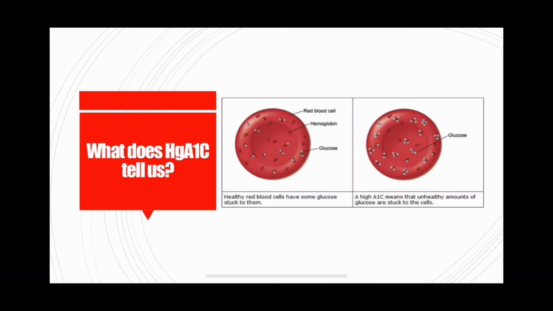Hemoglobin transports oxygen. Glucose sticks to hemoglobin on the way. Once hemoglobin is glycated, it cannot be undone. Glycated hemoglobin leads to impaired blood flow.